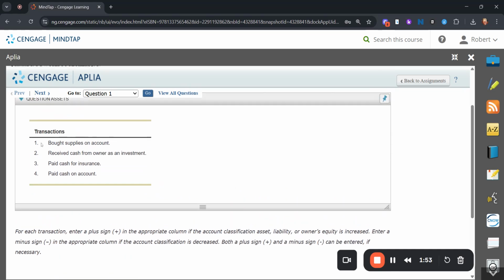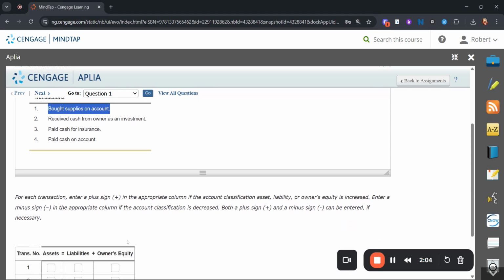So let's look at transaction number 1. Bought supplies on account. So the business bought some supplies. Supplies is an asset. That's something of value that the business could sell if they decide they don't need those supplies anymore, or if the business goes out of business and has some stuff they need to sell off to raise money to pay bills, or some other scenarios that they need to offload the supplies and get some money back for them. So supplies are an asset, so it's something of value.